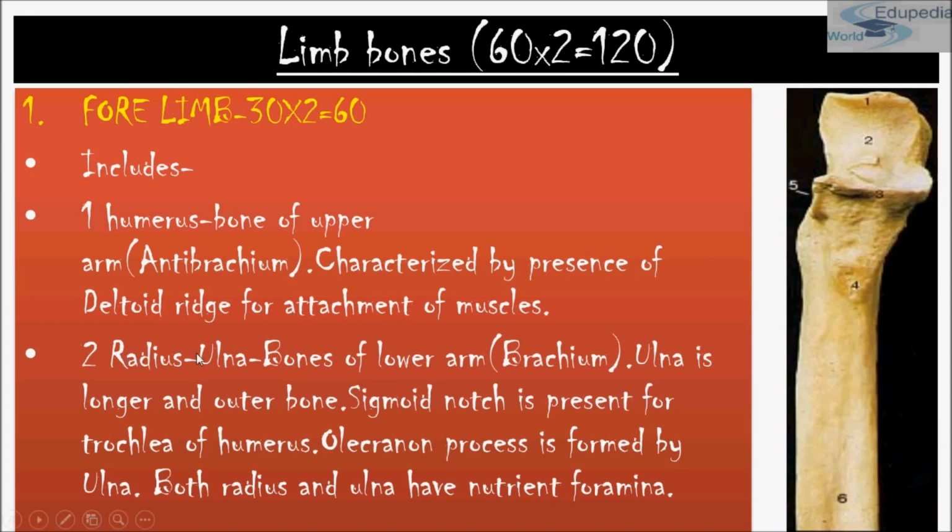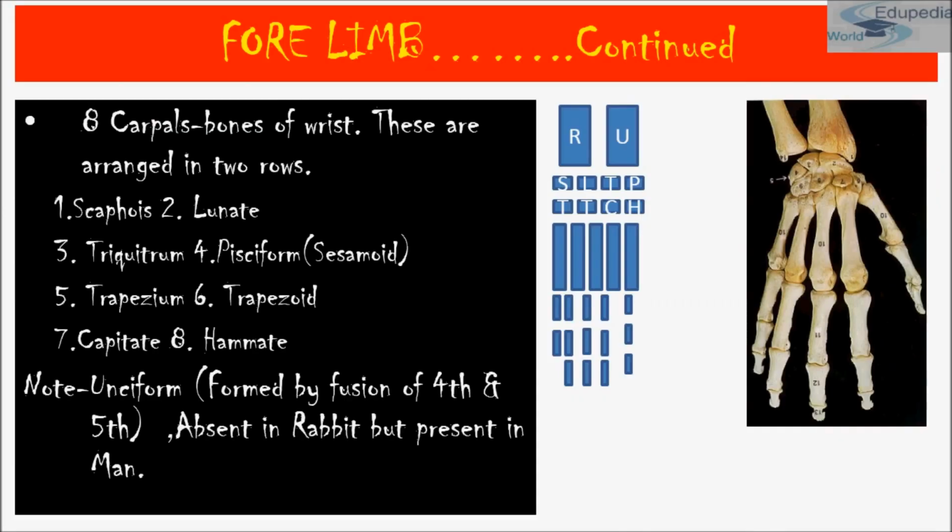Radius and ulna are the next bones of the lower arm, which we call brachium. Ulna is a longer and the outer bone, and the sigmoid notch is present at the trochlea of humerus. Okay, we have studied humerus, radius and ulna, three bones of the upper and the lower arm.